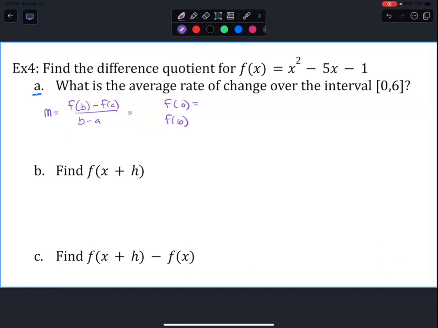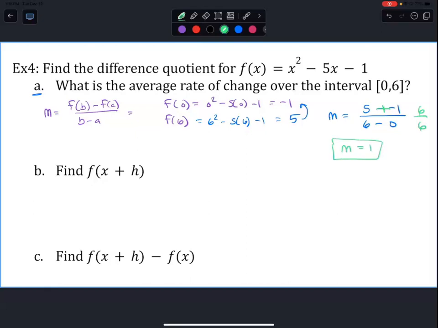Plug in 0 for x. What do you get? What's 0 squared minus 5 times 0 minus 1? Negative 1. Plug in 6. 6 squared minus 5 times 6 minus 1. What do you get there? 6 squared, 36. 36 minus 30. And then 5. Cool? So my two y values are negative 1 and 5. So then finally my slope is going to be, well, I'm going to do 5 minus negative 1. Right? So subtract my x values. And 6 minus 0. 5 minus negative 1 is just same as 5 plus 1, which is 6. And 6 over 6 is just 1.